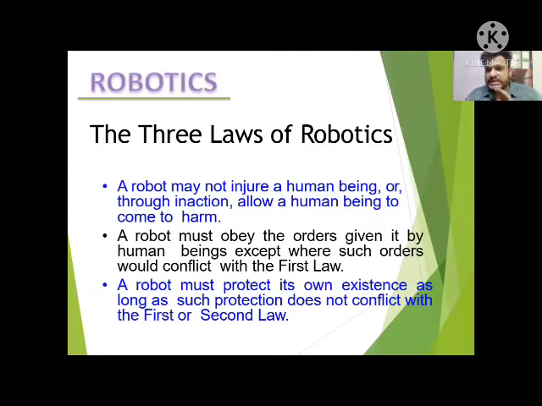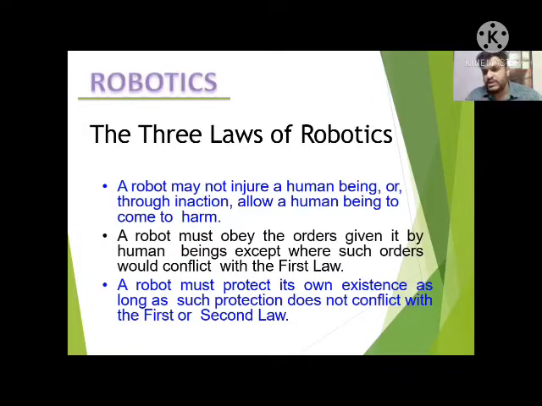Now, there are three laws of robotics that you need to learn. Please remember that, three laws. What is the first law of robotics? The first law of robotics tells us that a robot should not harm any human beings. That means we human beings are creating robots, so these robots should not harm us. That is the law of robotics that you need to remember. It is clear, right?